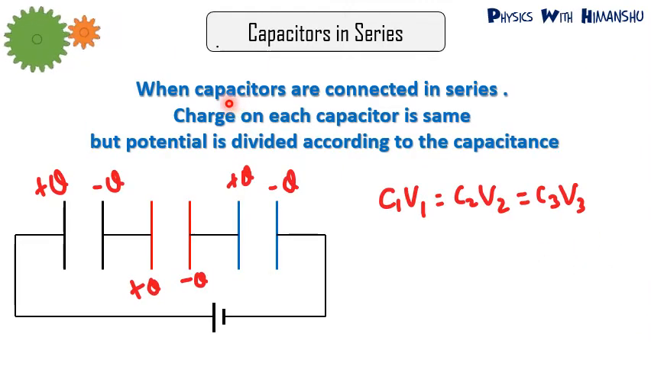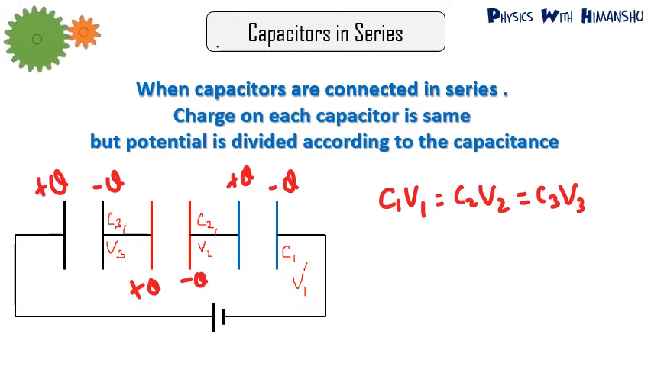And remember this thing, that when capacitors are connected in series, charge on each capacitor is same, but potential is divided according to the capacitance. So across this capacitor, charge will be C1V1, across this charge will be C2V2, and across this charge will be C3V3. So C1V1 will be equal to C2V2 will be equal to C3V3. So how we have arrived, suppose capacitance of this is C1 and potential is V1. Suppose capacitance is C2 and potential is V2. And suppose for third capacitor, capacitance is C3 and potential is V3. So Q equal to CV.